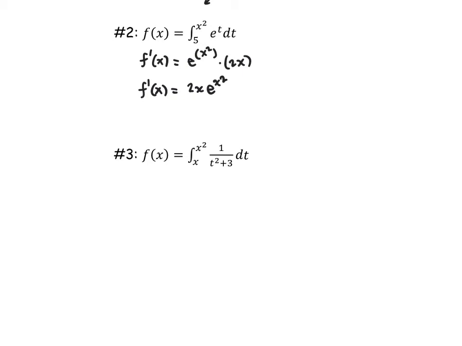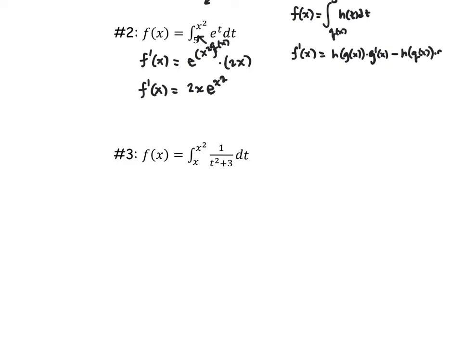Okay, check it out now. I've got a g of x here, and I've also got a function here. I'm going to call it q of x. So if I have a function, let's say the integral from q of x to g of x of h of t dt, what would that look like if I took its derivative? Well, that would be h of g of x times g prime of x minus h of q of x times q prime of x.